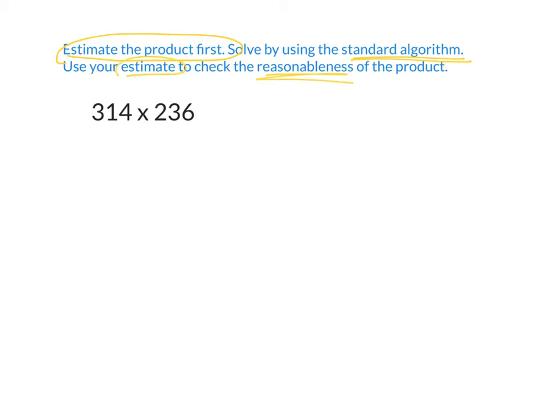Okay, so if I want to estimate, I know that 314, the first factor, is pretty close to 300. And 236 is pretty close to 200. So that's easier for me to do in my head because I know that 3 times 2 is 6. And then there are 4 factors of 10, I mean, not factors of 0, 4 factors of 10. So we show that by using the zeros. Okay, so my answer should be somewhere pretty close to 60,000.